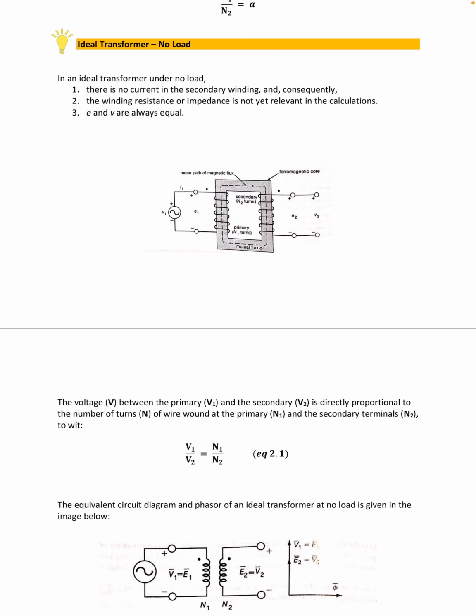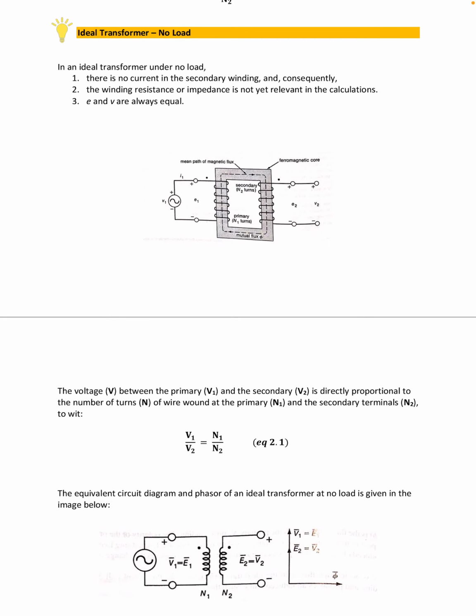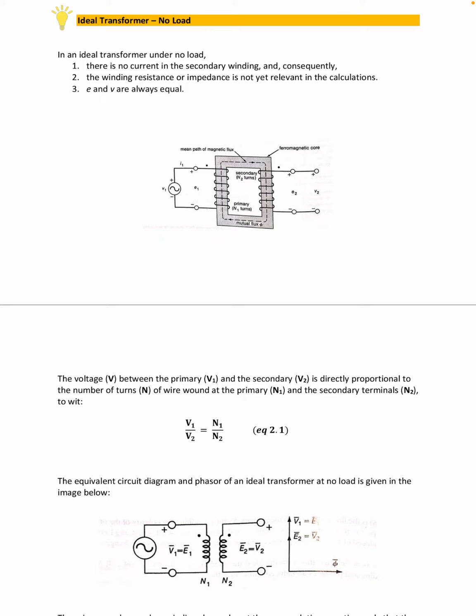Then, mao ni siyang itsura sa atong transformer, basic na circuit equivalent niya. What you're seeing at equation 2.1 is ang proportion between voltage and the number of turns. So makita nato diri that the voltage is directly proportional to the number of turns in our transformer. So kung unsa ang number of turns nato sa primary winding, naa pod ang corresponding voltage niya, the terminal voltage. Then consequently naa pod ang direct proportionality sa secondary winding.